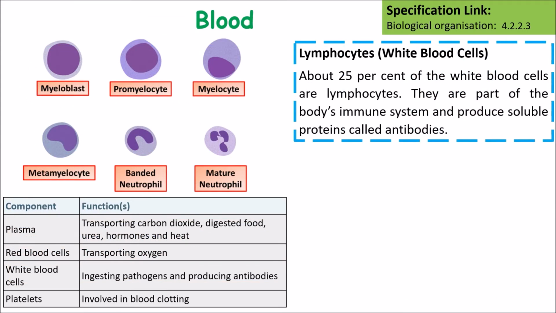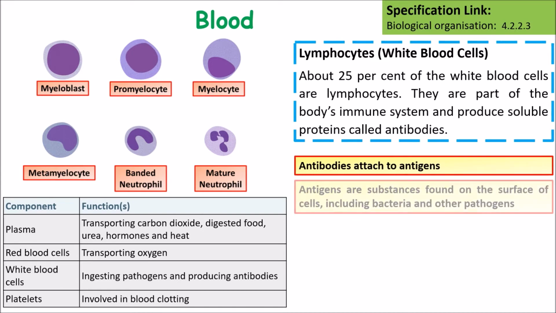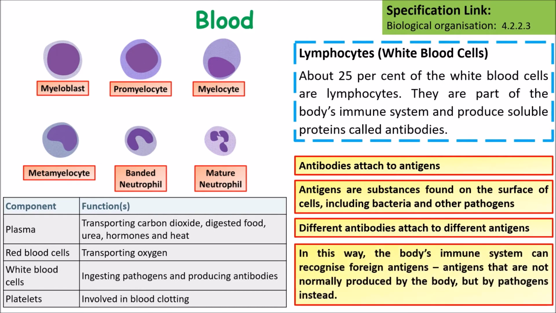Lymphocytes, or white blood cells, make up about 25% of the white blood cells. They're part of the body's immune system. So they produce antibodies which attach to antigens. Antigens are substances found on the surfaces of pathogens, so things like bacteria. Different antibodies will attach to different antigens. So in this way the body's immune system can recognise foreign antigens, antigens that are not normally produced by the body but by the pathogens instead.